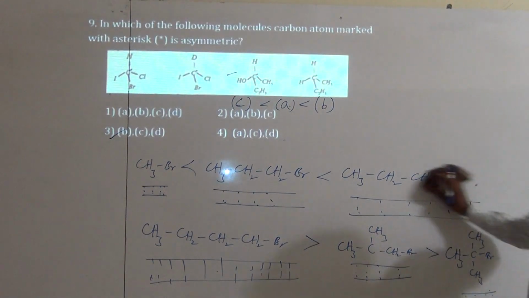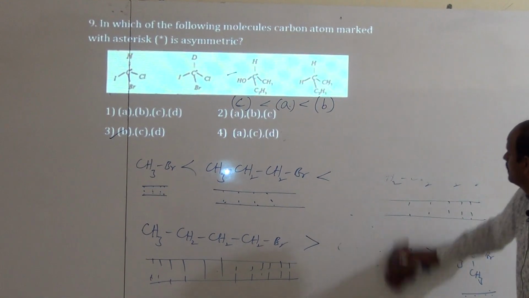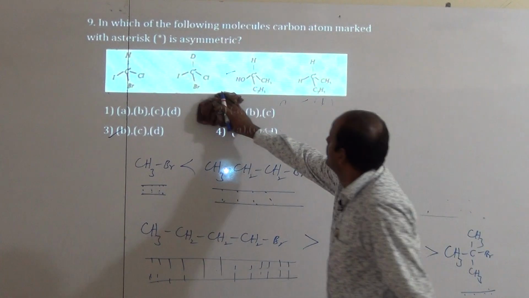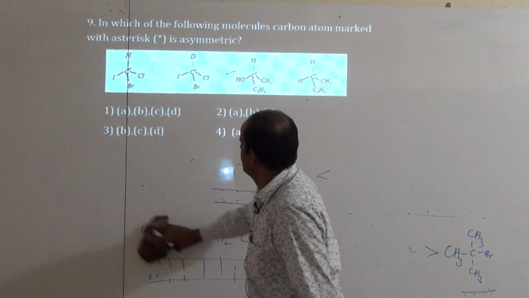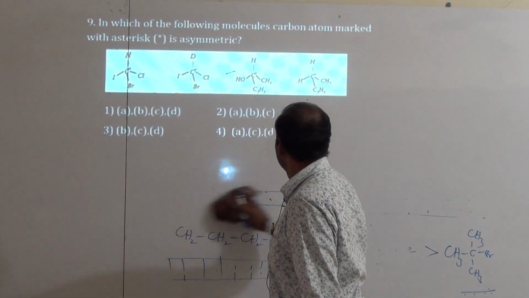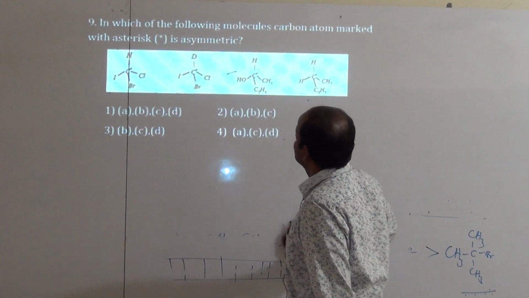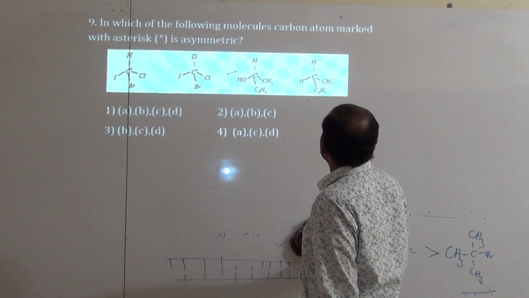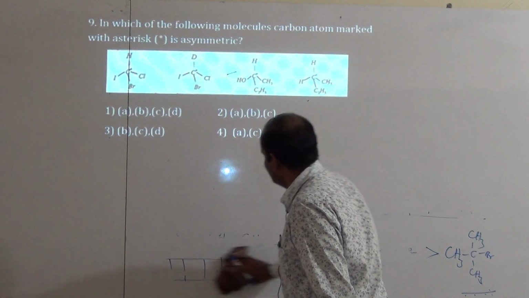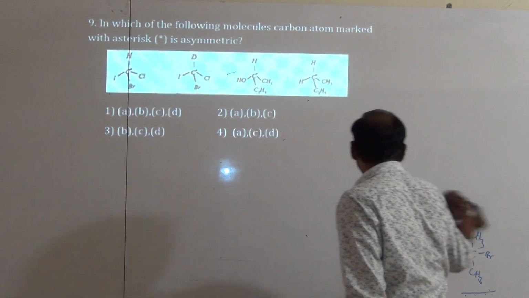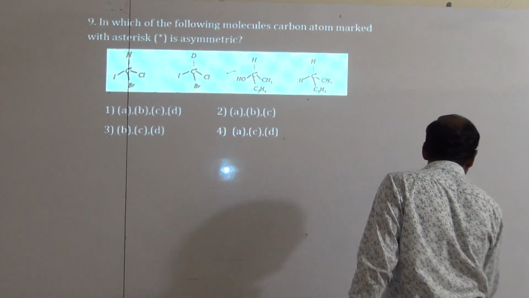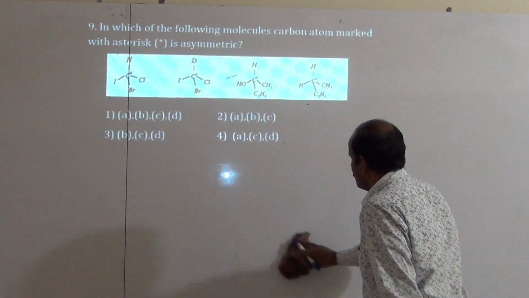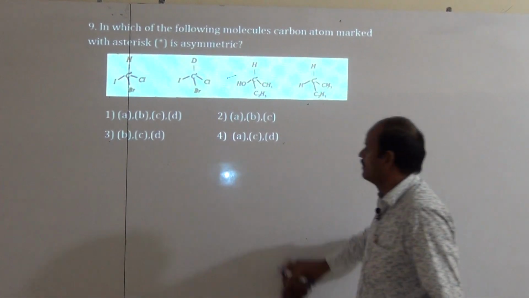Next point. Next bit. In which of the following molecules is the carbon atom marked with an asterisk an asymmetric carbon? An asymmetric carbon atom means that the carbon has different groups or atoms attached; that is called an asymmetric carbon atom.